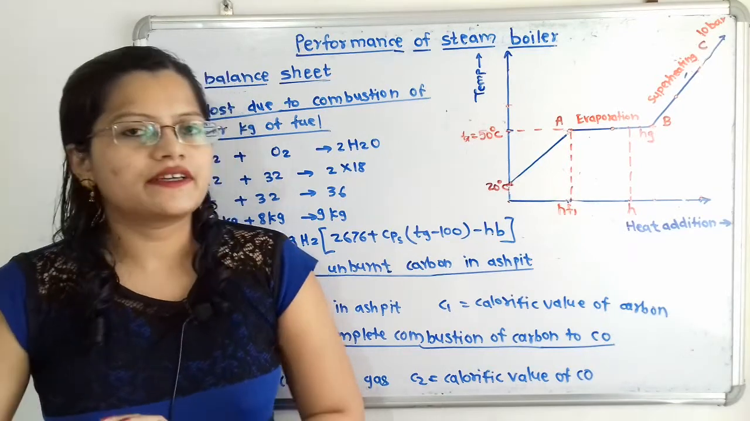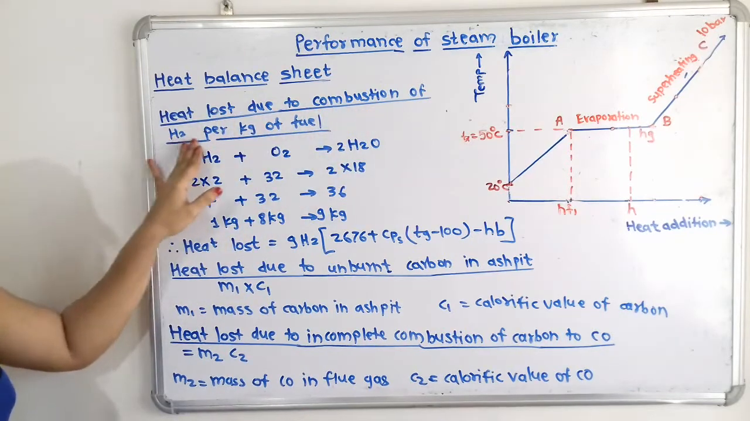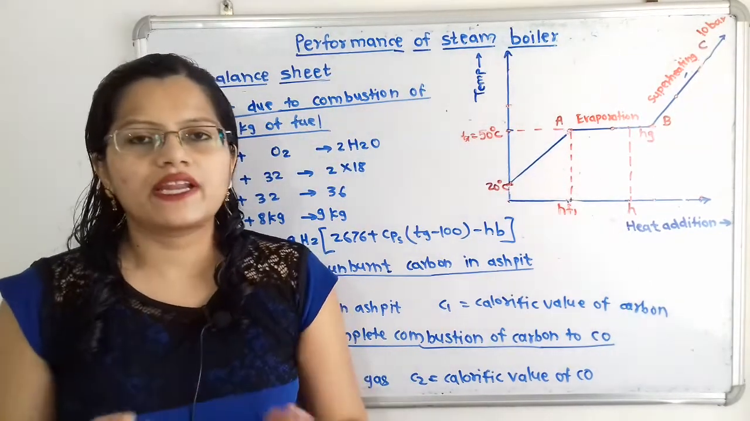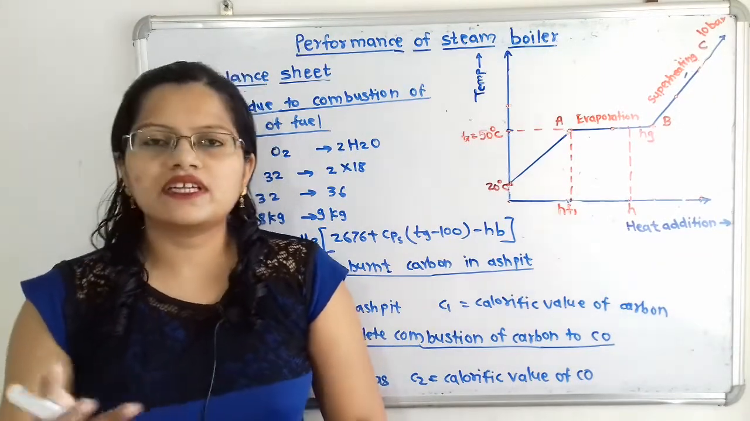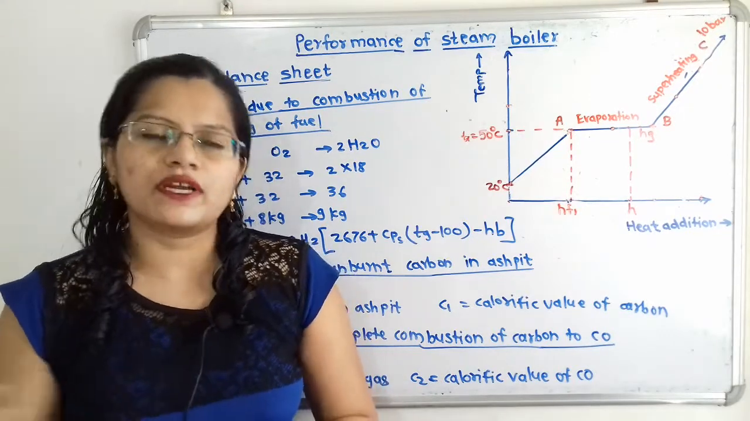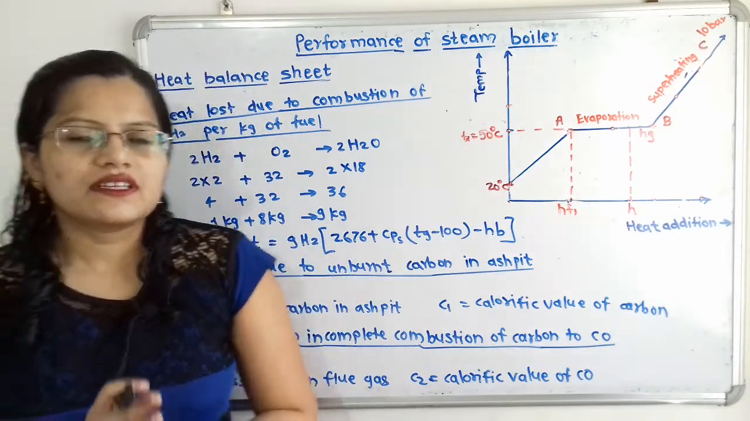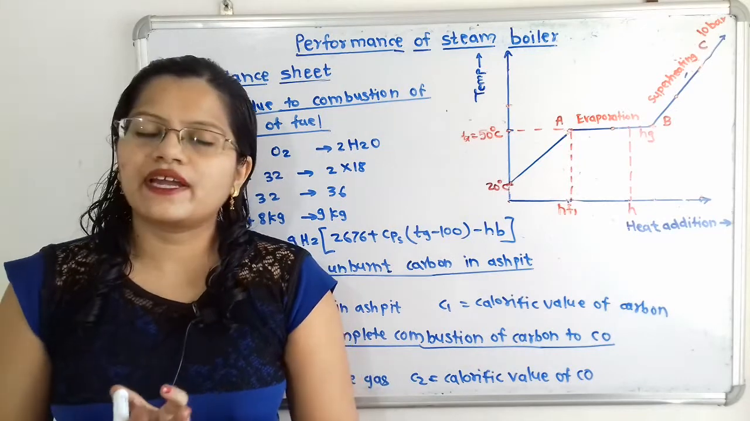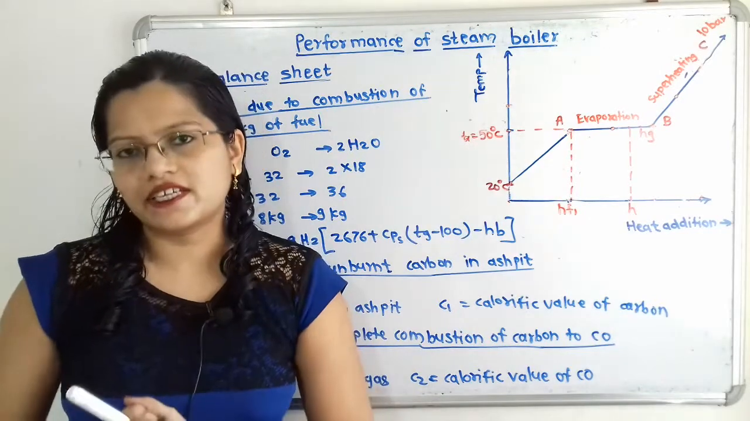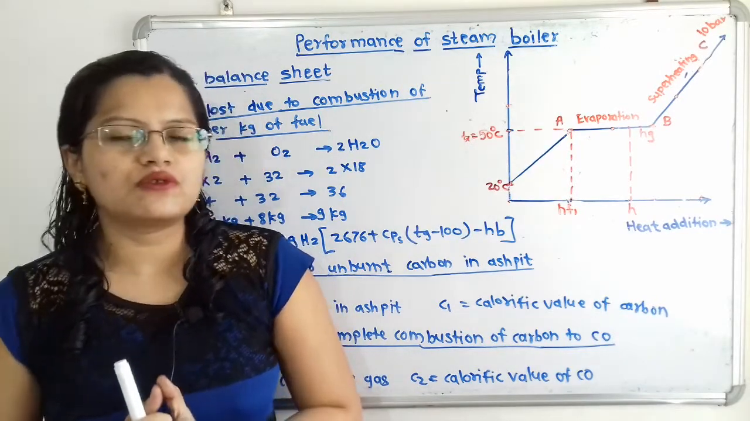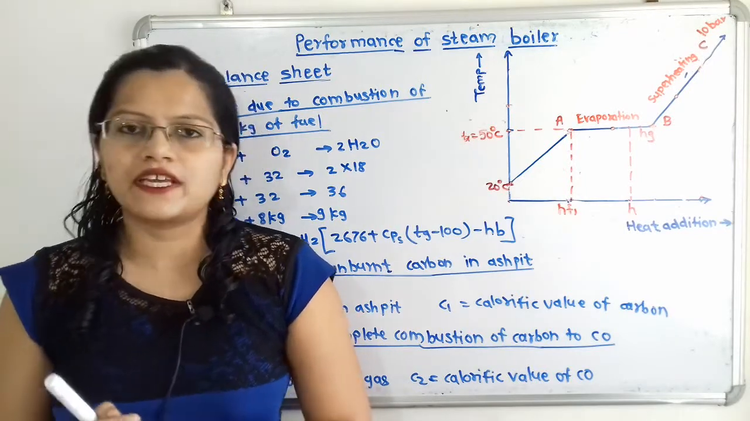Now we will understand the remaining formulas. So heat loss due to combustion of H2 per kilogram of fuel. Whenever hydrogen, that is H2, is present in fuel, then during the combustion it combines with oxygen and forms H2O. So due to formation of H2O, there is heat loss. In the same way as we consider, whenever moisture is present in fuel, it will be converted into superheated steam. So here also we have to take this conversion of H2O, and then again it will be converted into the superheated steam.